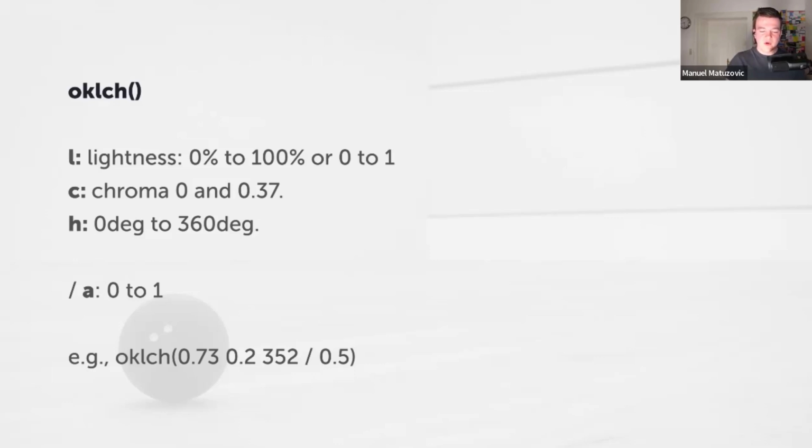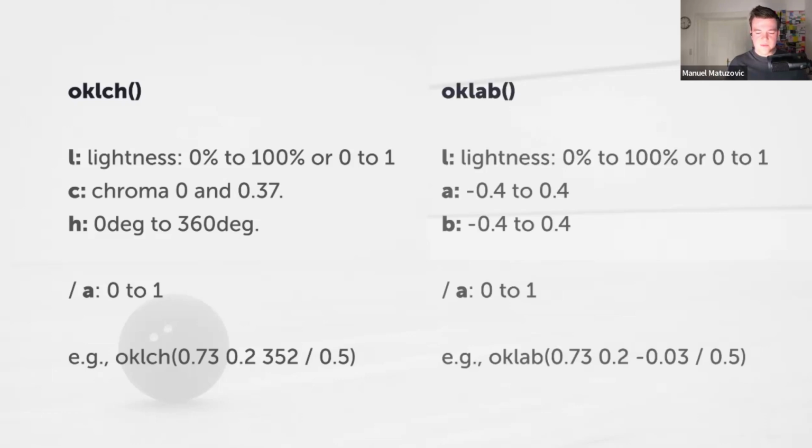Then we have a chroma component with a value between 0 and 0.37, which seems like a magic number. And then we have the hue, of course, between 0 and 360 degrees. And then there's also an alpha channel that you can use by adding a slash at the end and then a value between 0 and 1. For OKLab, the lightness component is the same, and the A and the B axis, there you define a value between minus 0.4 and plus 0.4 for both.